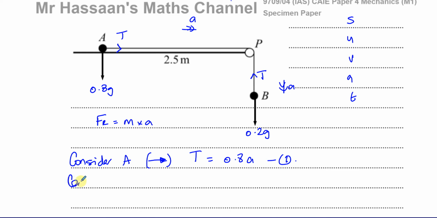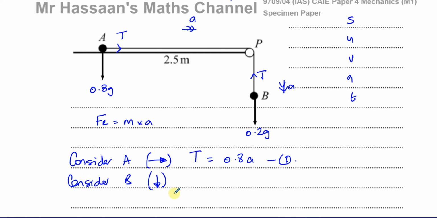Now if we consider the particle B, it's going to move downwards. It's going to have the same acceleration as A, and the tension throughout the whole string is the same. How do we know that? Because it's a light string, meaning the tension all the way through the string is the same. There's a smooth pulley, meaning the tension on either side of the pulley is also the same. And it's an inextensible string, meaning the acceleration of everything attached to this string will be the same. So the T and the A will be the same in both cases for A and B.